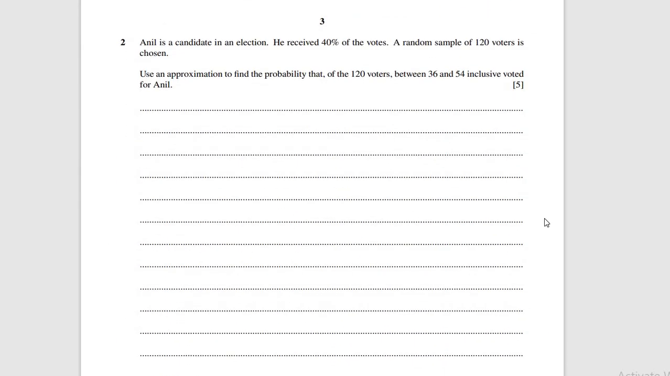Number 2. Anil is a candidate in an election. He received 40% of votes. That's the probability of success. A random sample of 120 voters is chosen. This is the number of trials. So when you have a number of trials and a probability of success, it is binomially distributed. Number of trials 120, probability of success, that's 40%, that's 40 over 100 or 2 over 5.